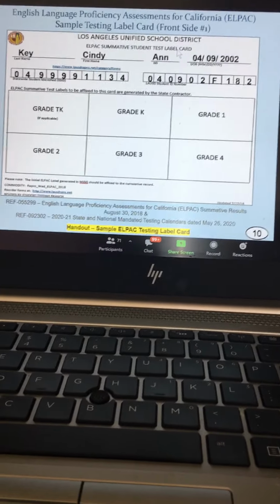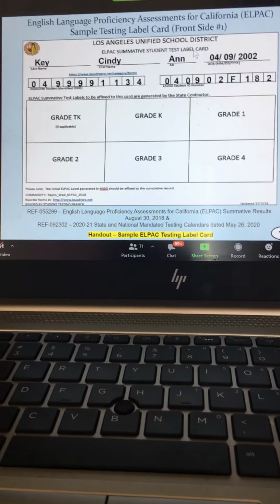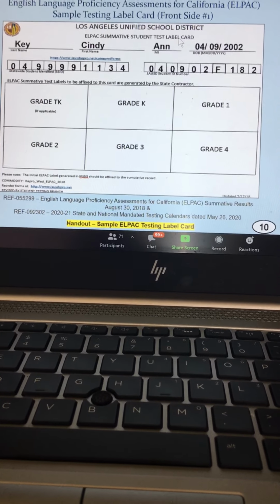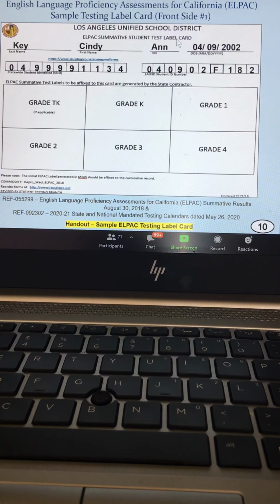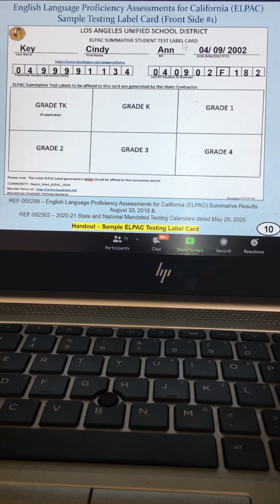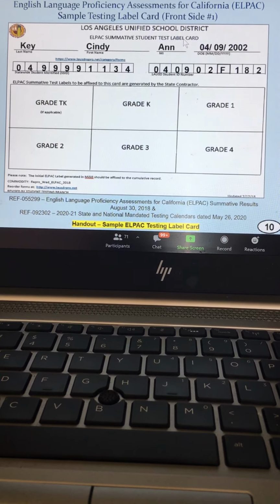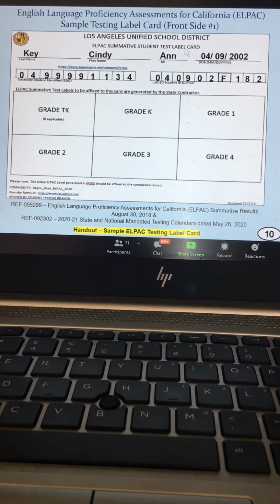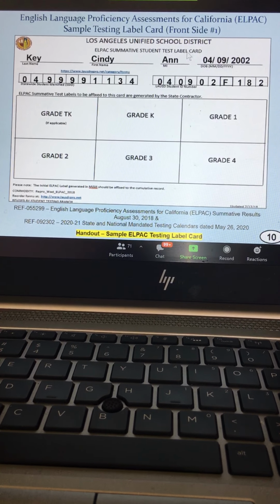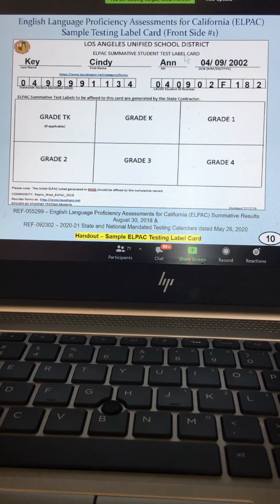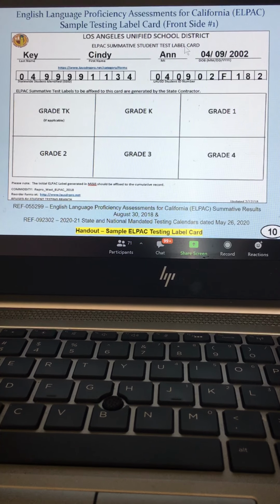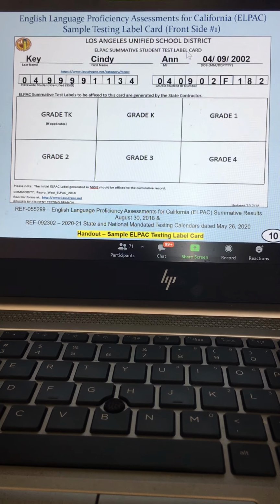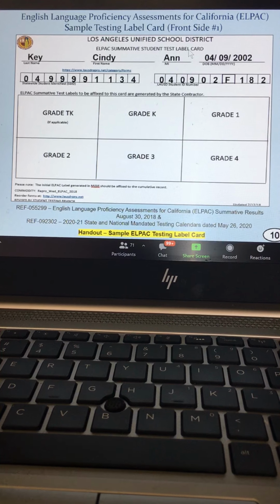Another testing sample is the famous LPAC exam that replaced the CELDT that we just saw. I sent you a sample of it on handout number 10. This one is another one that is kept in the CUM permanently. I gave you a sample of the front side of it, and this is the way that it is completed. Again, if the student was tested and the LPAC exam was used, and the CUM did not contain one, you can create one and file it inside the CUM.